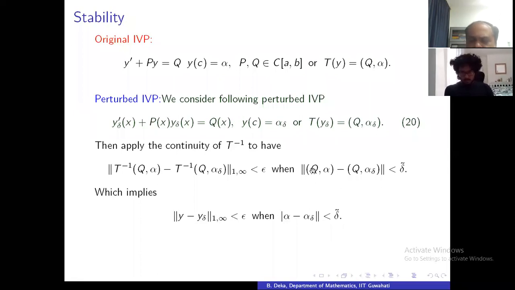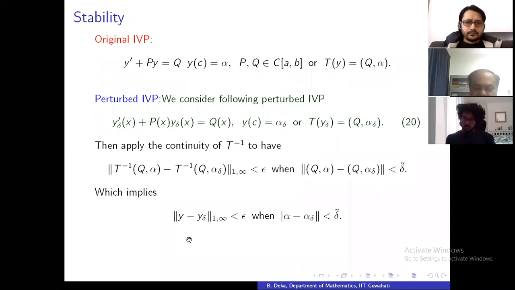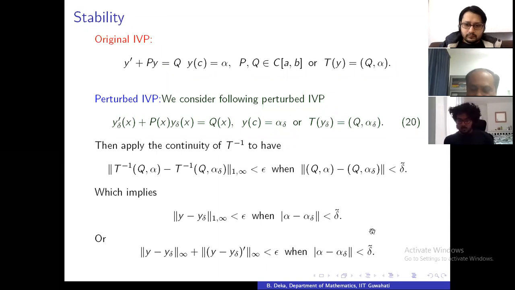So what is this norm? Q minus Q, that will be 0, and alpha minus alpha delta, so sorry, here is a typo. It should be mod of alpha minus alpha delta. So this is less than that. So this tells you that when alpha minus alpha delta is negligible, then this one is also negligible. So you can make the difference between y and y delta, not only y and y delta, you can make the difference between y dash and y delta dash negligible when alpha and alpha delta is negligible, and that exactly is known as stability. So if the perturbation is small, then the perturbation of the solution as well as the derivative of the solution will also be negligible.